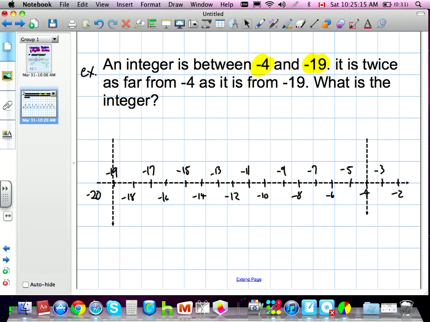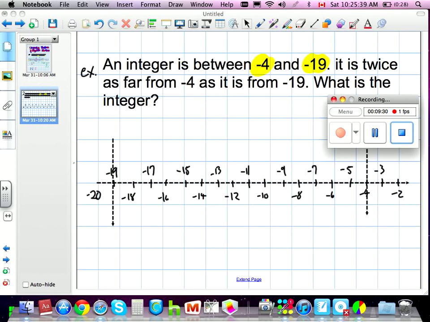An integer that's between them. Alright, so there's a lot of integers between them. It is twice as far from negative 4 as it is from 19. So let's establish first, what's it going to be closer to? Is it going to be closer to negative 4, or is it going to be closer to negative 19? That's right, because it's twice as far from 4. Okay? So, any ideas on how we could solve this one?